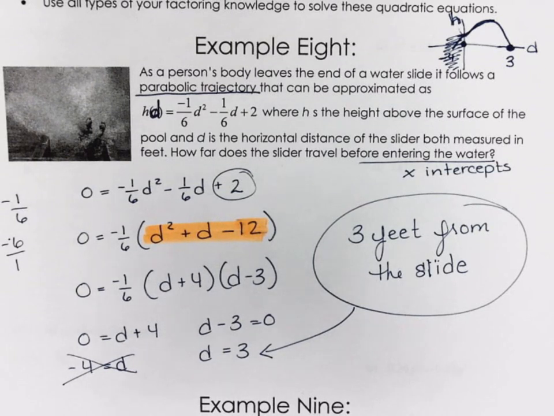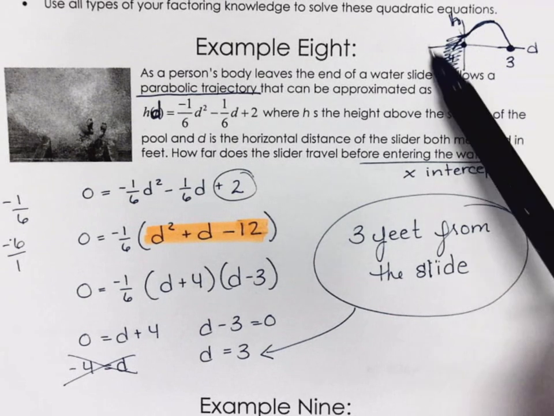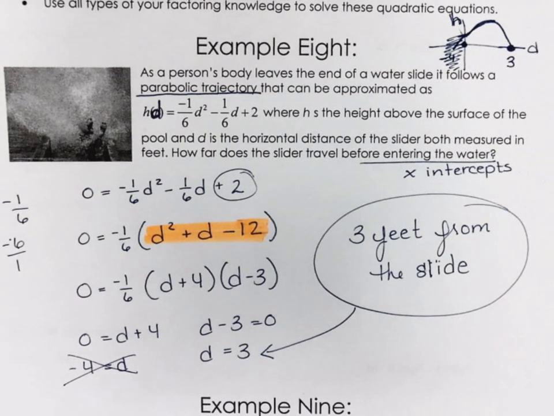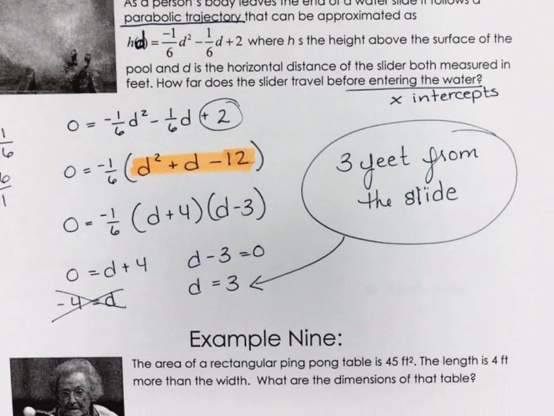So you've got to think about it in the context of what's happening. I usually draw a little picture to help myself. That helps my brain a little bit. If I'm asking for the maximum height, what would I be looking for? Would I be using the x-intercepts or would I be using the vertex? Vertex. So anywhere in the question, if I'm talking about a maximum or a minimum, what am I looking at? The vertex.